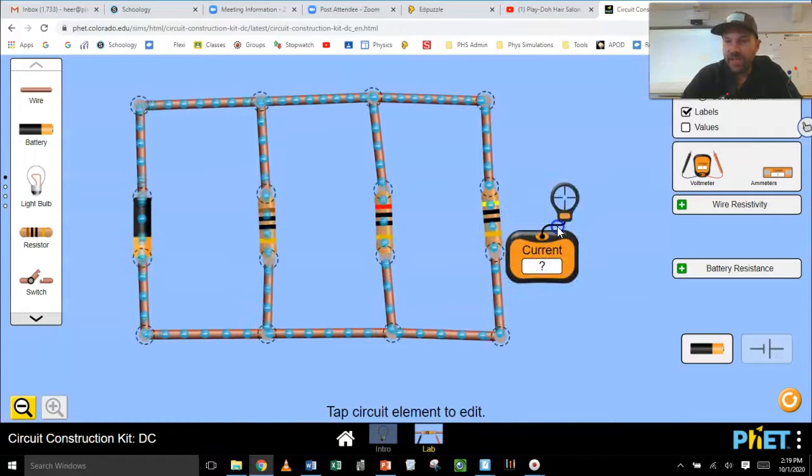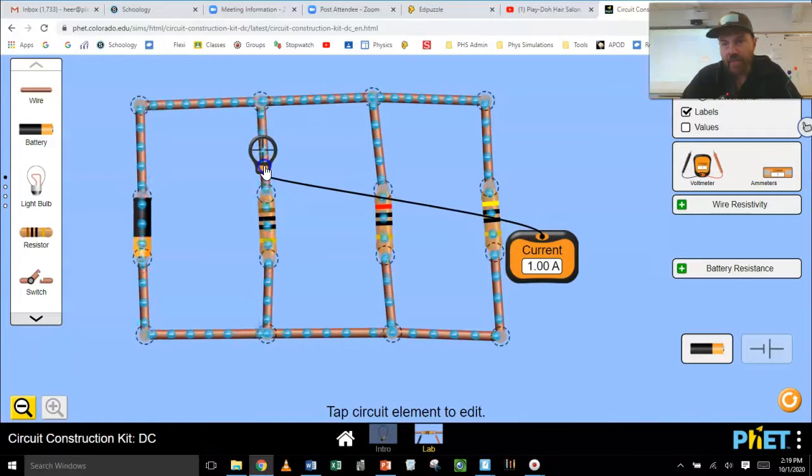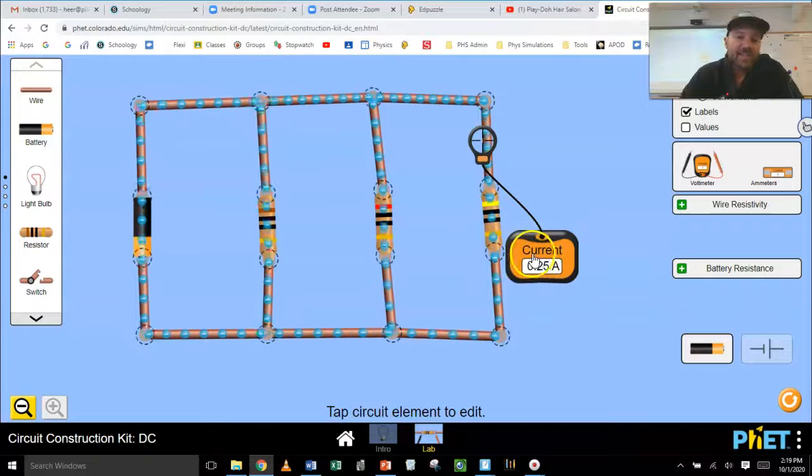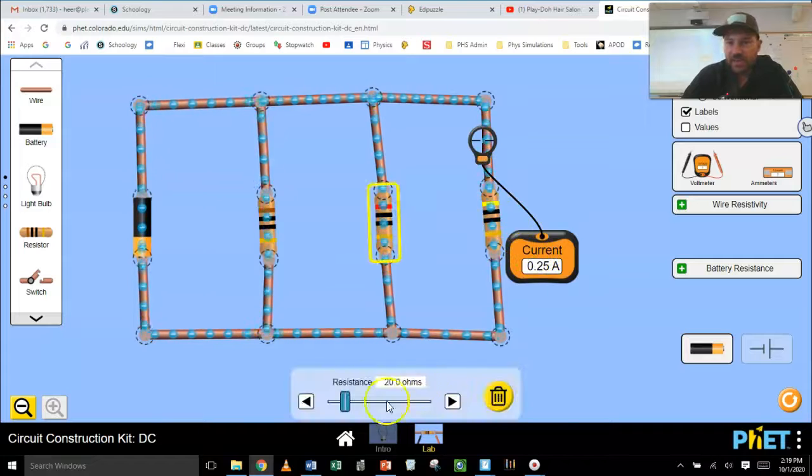So if I were to measure that current, you're still going to see 1 amp going through here, half of an amp going through this one, and then that 0.25. Now what's interesting is this, if I take this one and I increase the resistance, notice how it's not changing this one. They're almost independent of one another. Bring that down to 20.